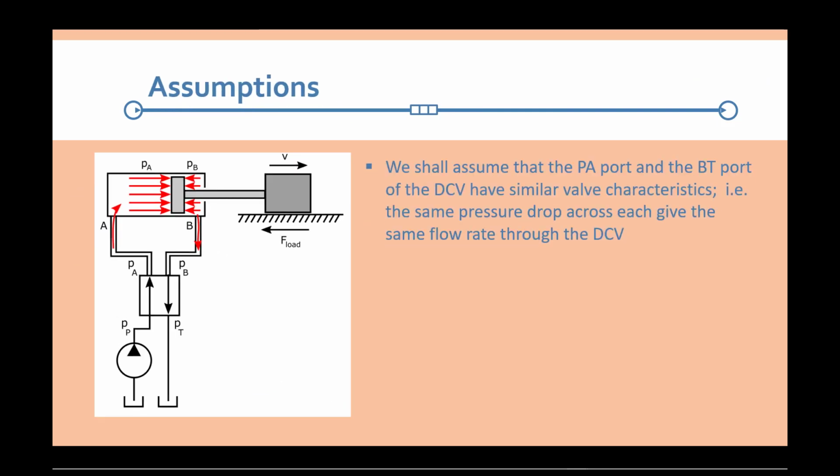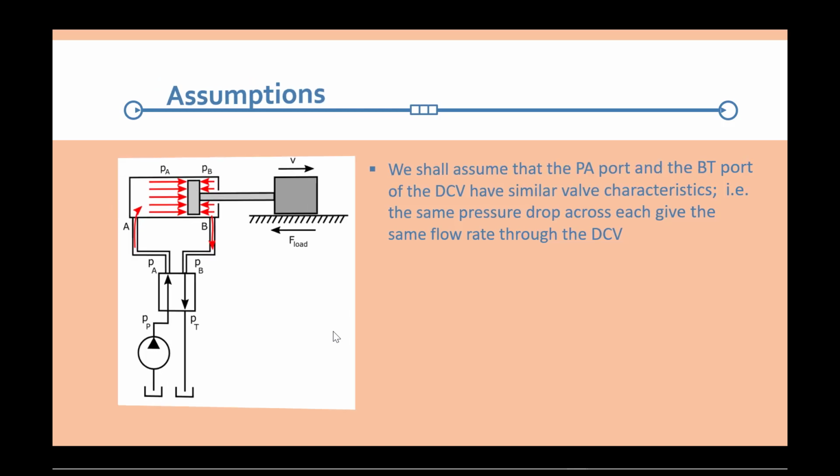More assumptions. We'll assume that the flow pressure drop characteristics of the P to A port are the same as the flow characteristics of the B to T port. And that's normally the case. This has to do with the internal geometry of the ports in the DCV, and usually they're made to be the same. So if you have the same pressure drop across each of these orifices, you'll have the same flow rate through them.